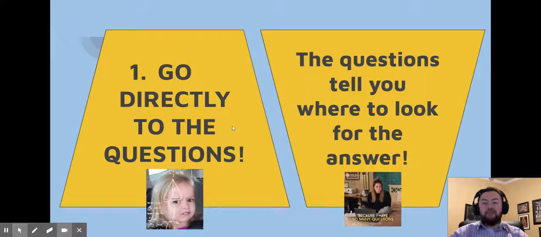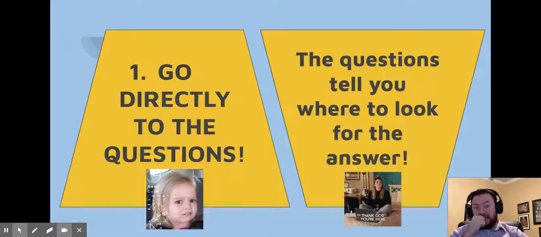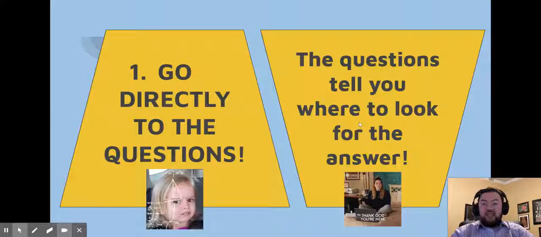But first of all, ignore the direction about reading the directions. In fact, ignore the passages. I'm just talking about the science portion again. But for science, you don't have to read the passage or look at the graphs the moment you start. In fact, your first tip should be go directly to the questions. The questions will typically tell you where to go for your answer. And most of the questions, they tell you that.